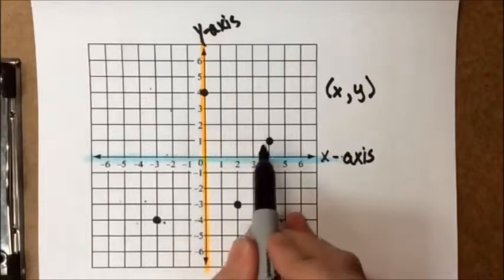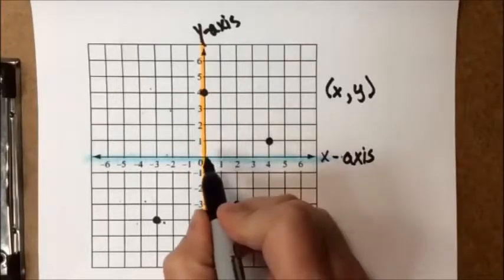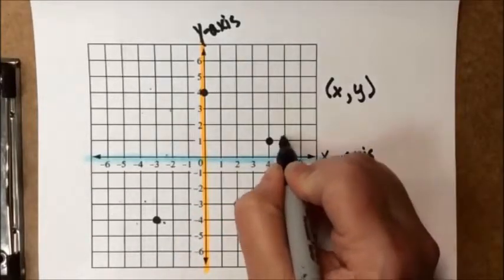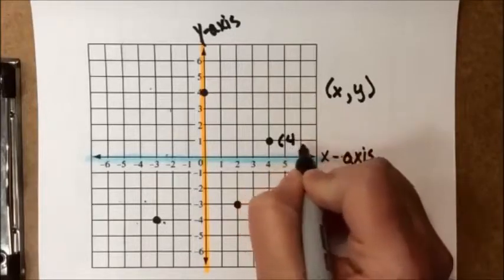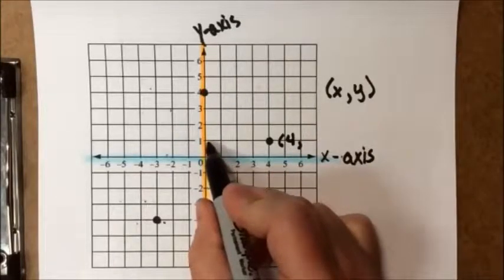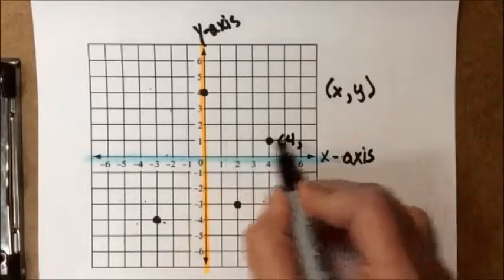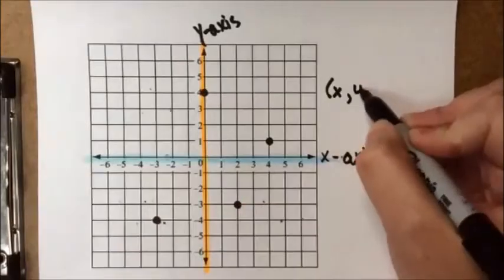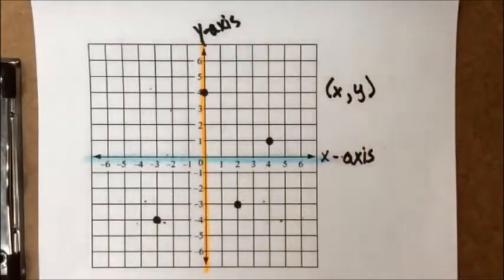So in order to identify this point, I notice that I go from the origin, which is 0, 0, all the way over to 4. So my first number in my ordered pair is 4. And I go up to positive 1, so my y coordinate is 1.